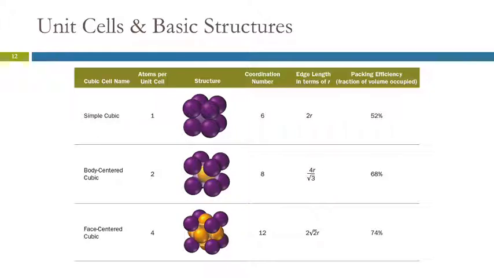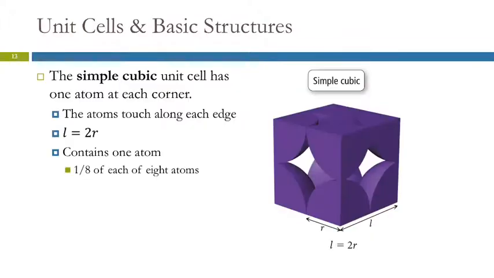So these are 3 cubic cells. Simple cubic, body-centered cubic, and face-centered cubic. This is just kind of an overview. We see the coordination numbers are different here, 6, 8, and 12. And the packing efficiency, 52, 68, 74%, that increases as the coordination number increases. We're going to look at each of these individually.